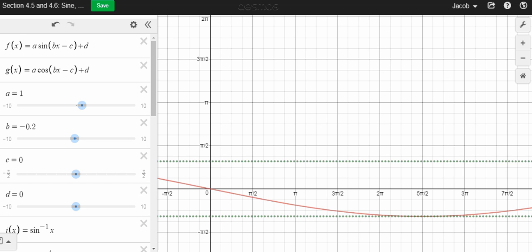Which tells you that this is what kind of function? Not one-to-one. Even or odd? Odd. It's an odd function.